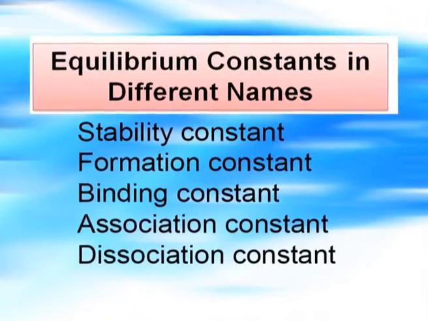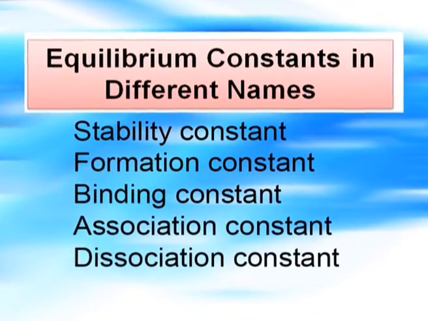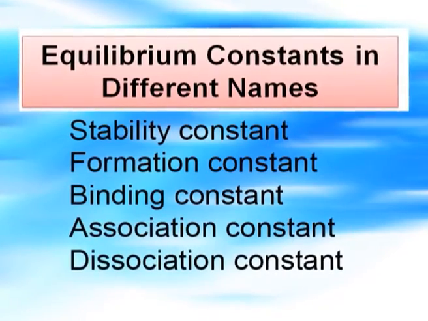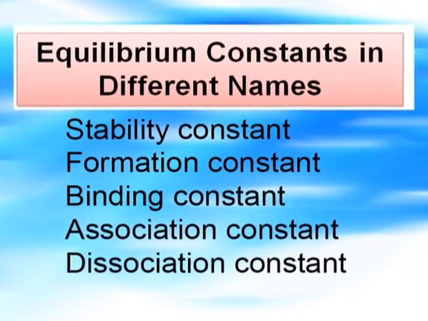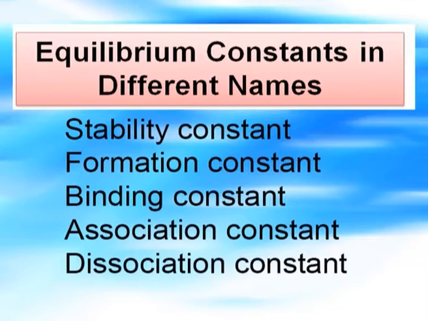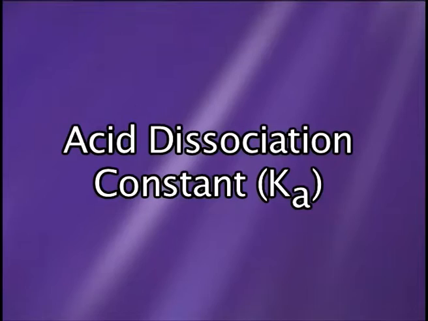The understanding of the equilibrium constant is at the heart of many biological processes. We frequently use words like stability constant, formation constant, binding constant, association constant, and dissociation constant. These are all equilibrium constants under different names. In the second part of my discussion, I will focus on the dissociation constants of biologically important acids.